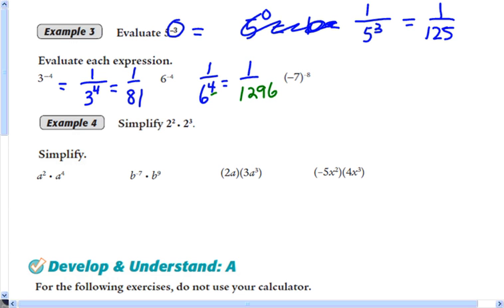I know that 6 to the positive fourth power is 1,296, so 6 to the negative fourth power is 1 over 1,296.